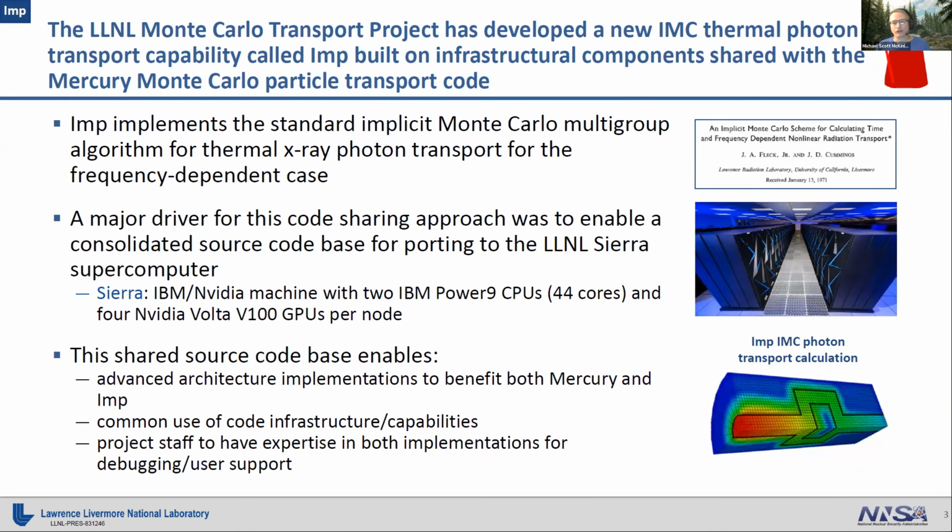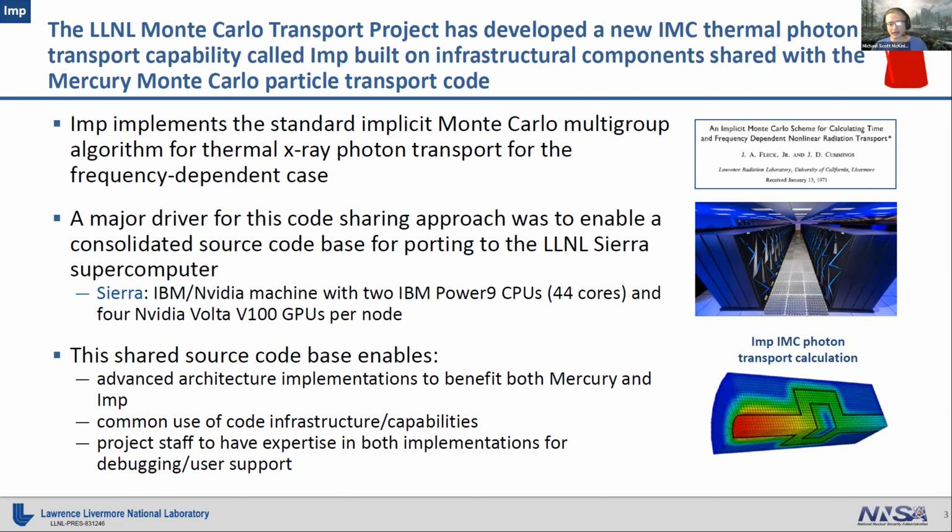IMP is our thermal photon code. So this is where you've got tight coupling between X-rays and the material, where you have to do some kind of semi-implicit solves. And we had an older IMC capability. However, we did not want to port 2 codes to the GPU. So we decided, let's start doing code sharing between Mercury and this new IMC code called IMP. And we did that, so therefore, by bringing Mercury up on GPUs, IMP came almost for free.